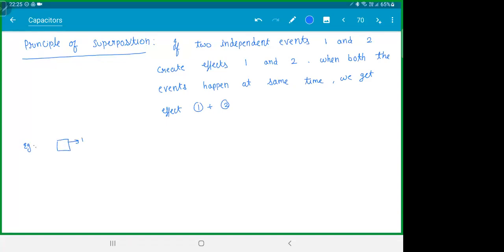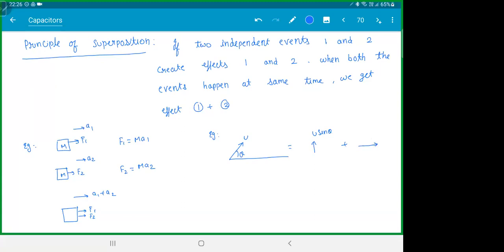A simple example. Let's say you apply force F1, you get acceleration A1. If you apply force F2, you get acceleration A2. If you apply both the forces at the same time, you get acceleration A1 plus A2. Make sense? So if there are two independent events and both act at the same time, the net effect will be 1 plus 2. We have done this even in projectile motion. You treated vertical motion and horizontal motion independently, studied them separately, and then added the x and y coordinates. Making sense?